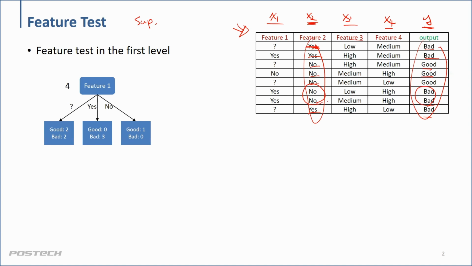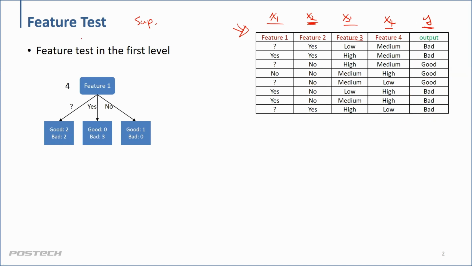So the conclusion that we can make out of this is that feature 2 is highly related, but not 100%. That means we have to consider other factors as well, but we don't know how.